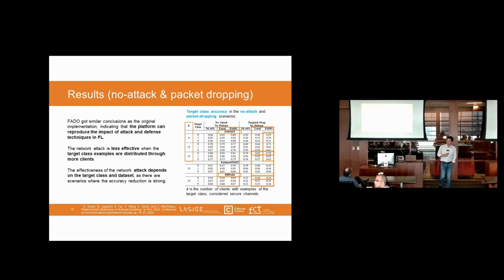Yes? Sorry, you said that you introduced some malicious clients. In this example, did you drop the packets of real clients and introduce your own malicious ones? Now, what I do is I select a subset of the clients. These ones are going to act maliciously. But in this experiment, I still don't have malicious clients. It's in the next slide, okay?